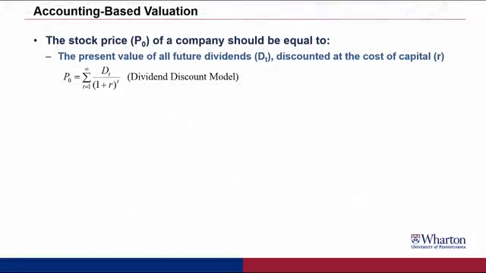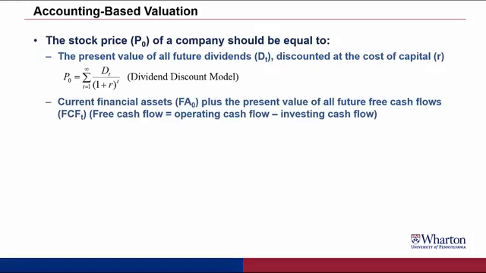The problem with the dividend discount model is that it's hard to forecast dividends into the future, especially if a company is not paying dividends right now. Also, dividends are measuring wealth distribution, and it would be nice to have this in terms of managers doing something to create wealth. So an equivalent model is that the stock price equals the current financial assets plus the present value of all future free cash flows, where free cash flow is the cash flow from operations minus the cash flow from investing activity. Here's the equation called the discounted cash flow model, or DCF.